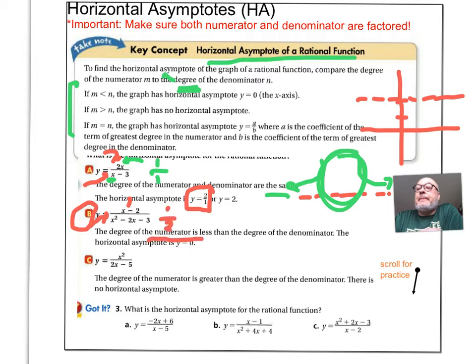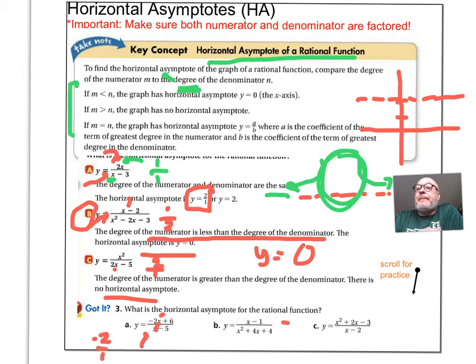If the degree in the numerator is less than the degree in the denominator, the horizontal asymptote is always 0. And then if the degree in the numerator, like on this last one, is 2 and the degree in the denominator is 1, if there's a bigger number on the top for degree, what's degree again? The highest exponent. If the degree in the numerator is bigger, then there is no horizontal asymptote. So I'm just going to do these really fast. Degree in the numerator is 1, degree in the denominator is 1. They're tied, so I look at the numbers in front. Negative 2 over 1.